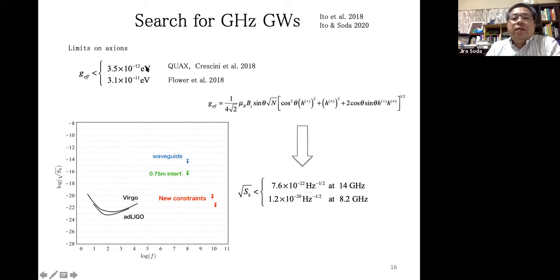Because this experiment is done at this frequency, we have the constraint on the 14 gigahertz gravitational waves, whose strain must be less than 10 to the minus 22. And similarly, at 8 gigahertz, we have a constraint by this value.